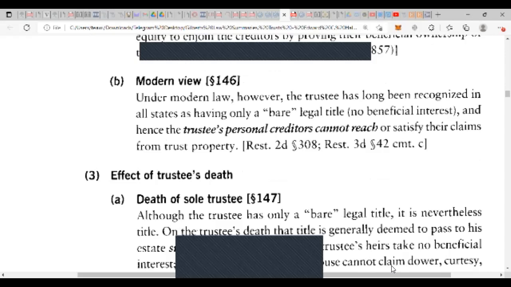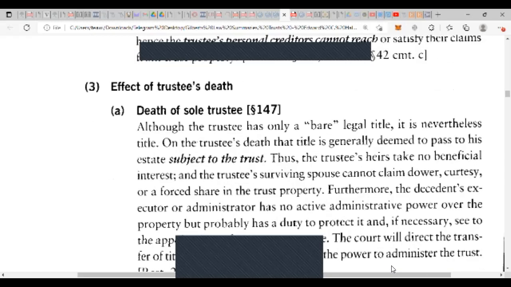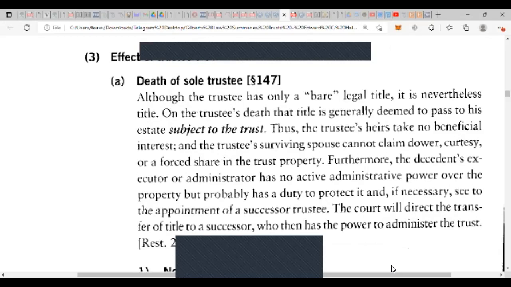Under the modern view, however, the trustee has long been recognized in all states as having only a bare legal title, no beneficial interest, and hence the trustee's personal creditors cannot reach or satisfy their claims from trust property. Restatement 2d, Section 308, and Restatement 3d, Section 42, comment c. Number 3, effects of trustee's death. Death of sole trustee, Section 147.